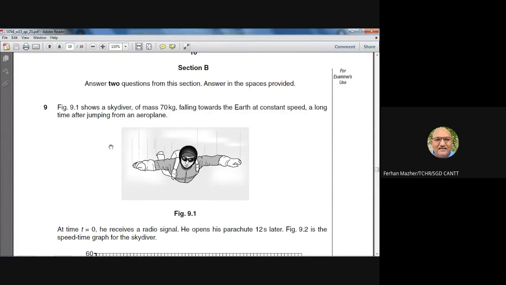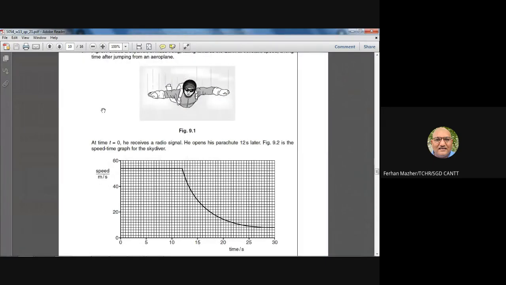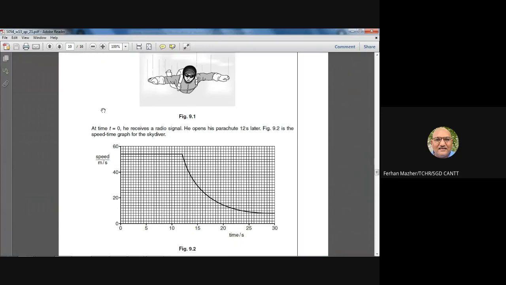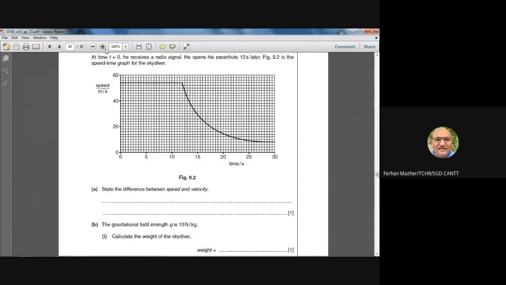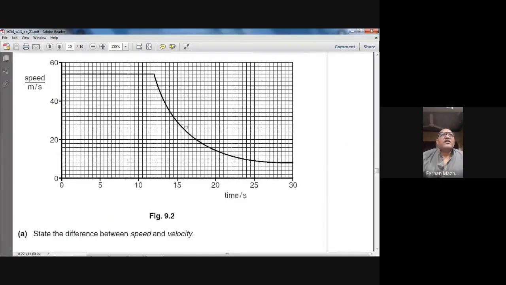Figure 9.1 shows a skydiver of mass 70 kg falling towards the earth at constant speed, a long time after jumping from an aeroplane. Let me reduce the size. At the time t equals 0, he receives a radio signal. He opens his parachute 12 seconds later. Figure 9.2 is the speed-time graph for the skydiver. Let me increase the size so you can see it more clearly. So this is the speed-time graph on your screen.